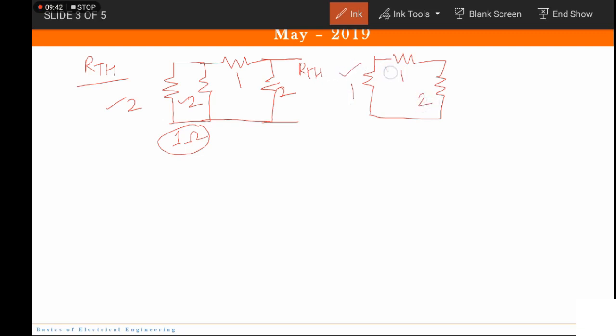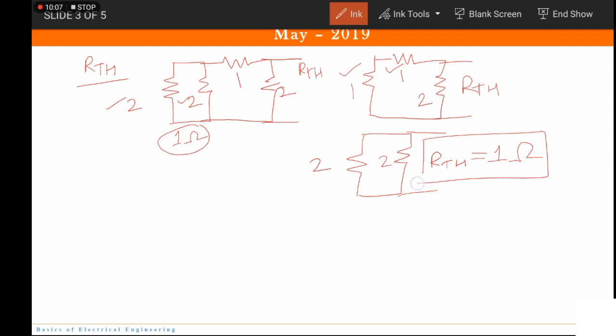Okay, so this is 1, 1 and 2. So again this one and this one are in series. Here is my RTH. Right? So I have 2 ohms in parallel with 2 ohms finally. So RTH is again the parallel combination of 2 and 2 ohms. So that comes out to be 1 ohm. It means that for maximum power transfer, the value of resistor should be 1 ohm. So one answer we have found out.